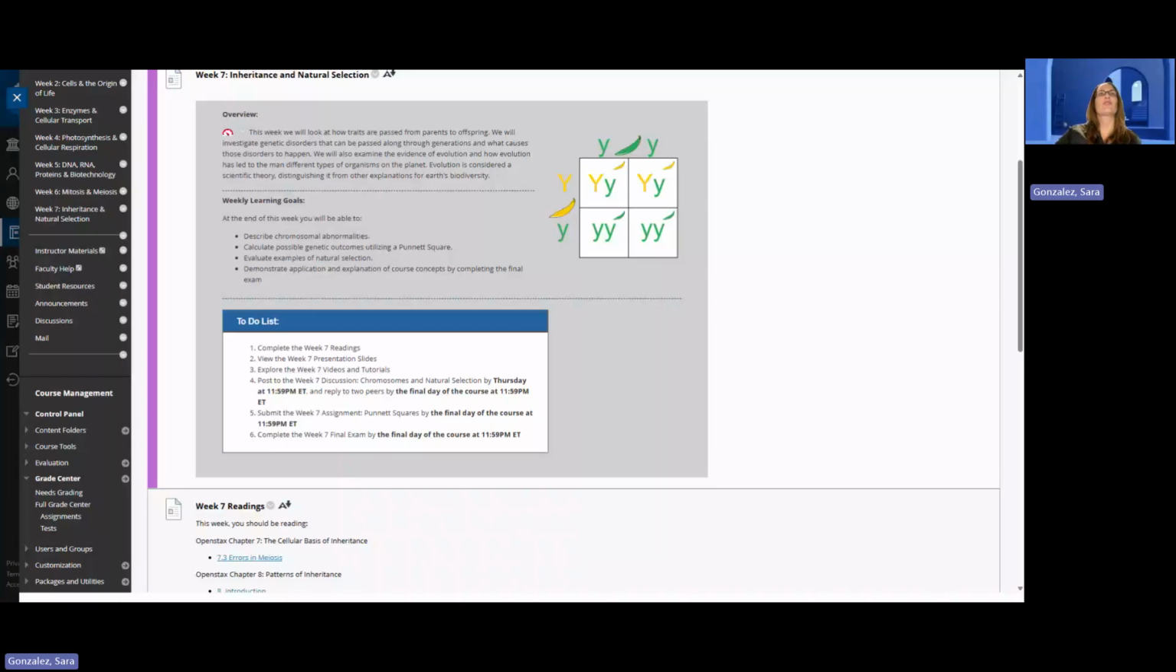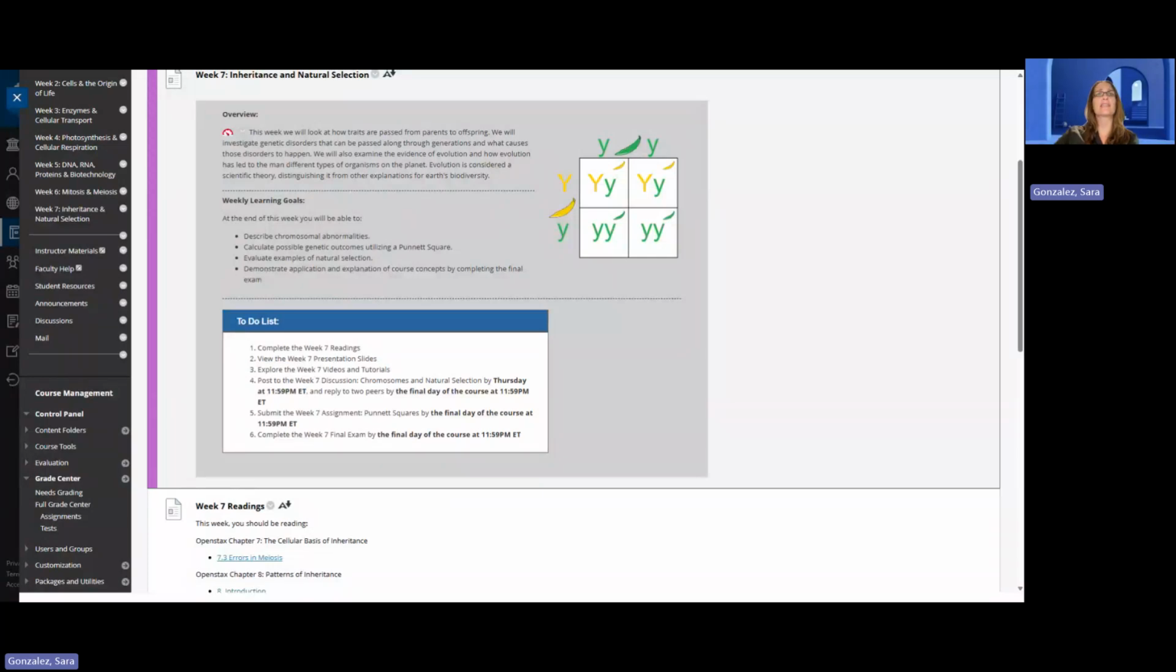Last week of our class already. So we are in week 7, and here's all that we have left to do. This week, we're going to be learning about inheritance and natural selection. So looking at how those traits are passed from one parent to its offspring, one generation to the next. Looking at some of those genetic disorders that might occur as well.